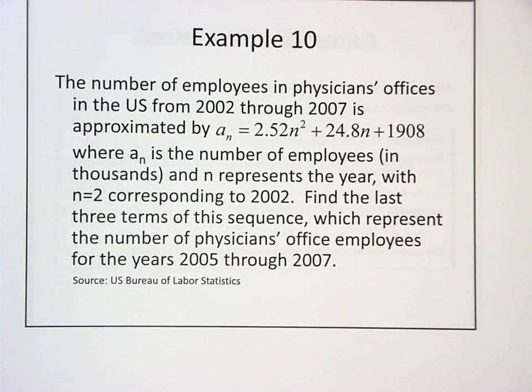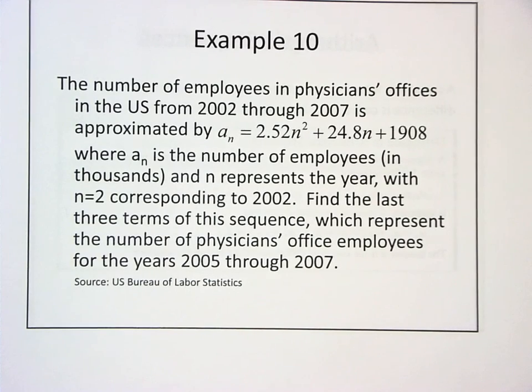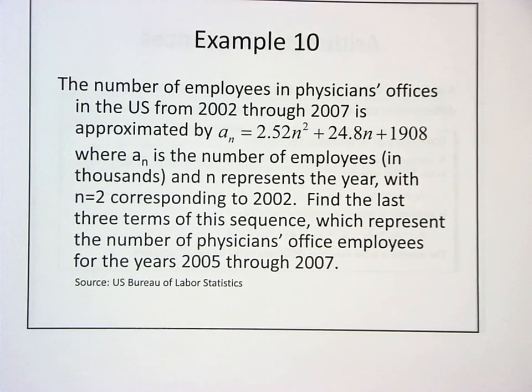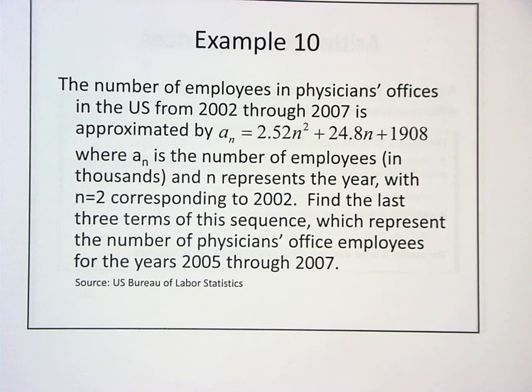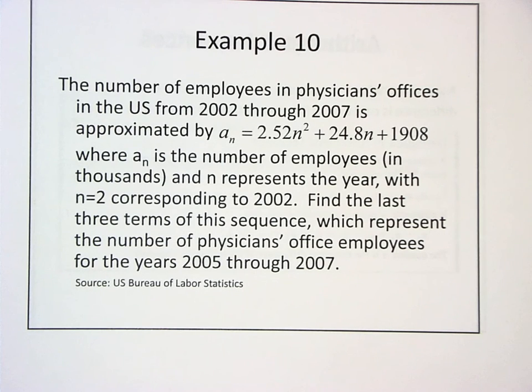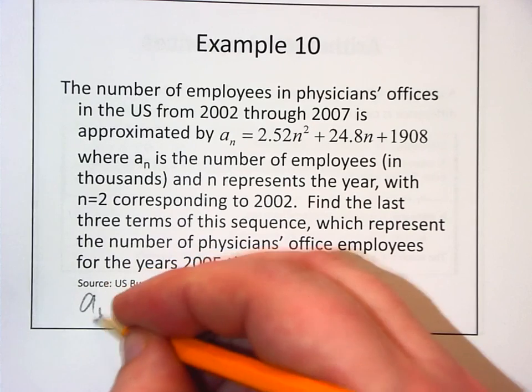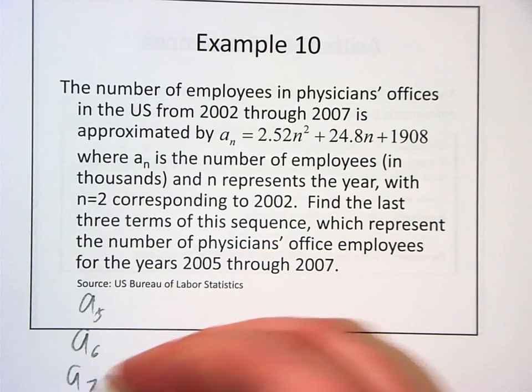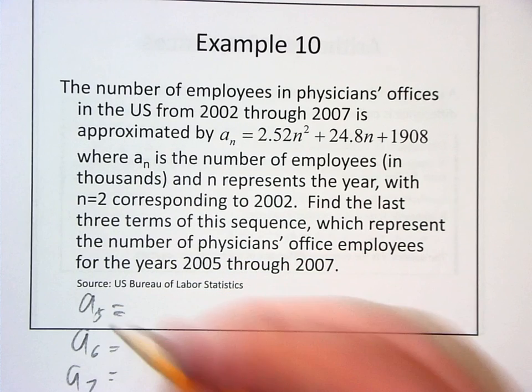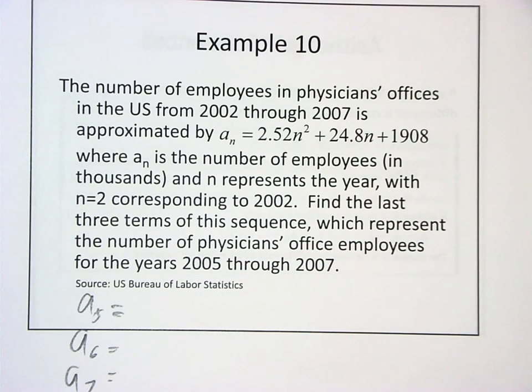Something like this instead. Number of employees in a physician's office from 2002 to 2007 is given by that polynomial. The number of employees, where a sub n is the number of employees, n represents a year. If n equals 2 corresponds to 2002, find the last three terms in this sequence, which represents the number of physicians' office employees from 2005 to 2007. So what are you actually looking for here? What terms? 5, 6, and 7. So a sub 5, a sub 6, and a sub 7. Go ahead and find a sub 5 for me, using the formula they give you.